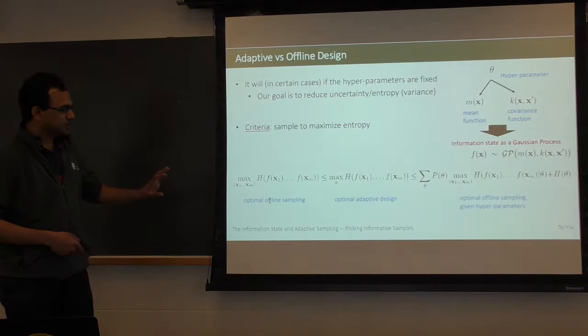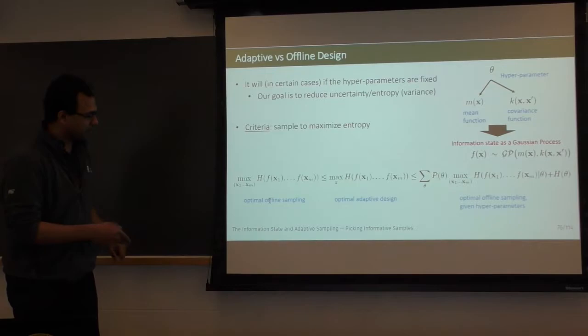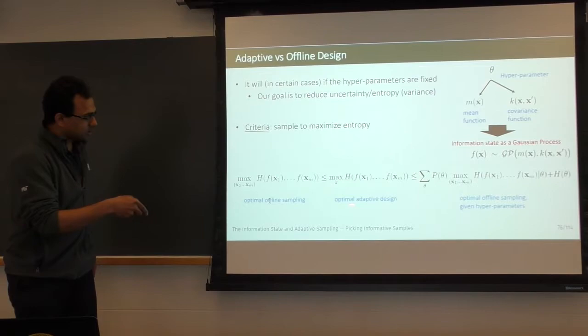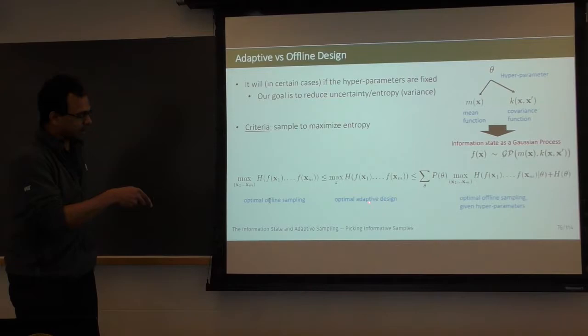So this is a result. I'll just tell you what it is. You don't have to worry about the math. So H is the entropy. F of x1 to xm are all the samples that we have collected. We can collect only n points. So this is the optimal adaptive design. We want to maximize this entropy. So this is the cost, the entropy that I get by doing adaptive design. That is, you pick x1 and then using that information you pick x2 and so on.